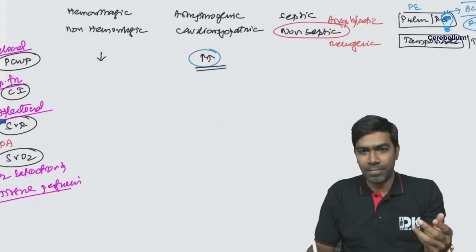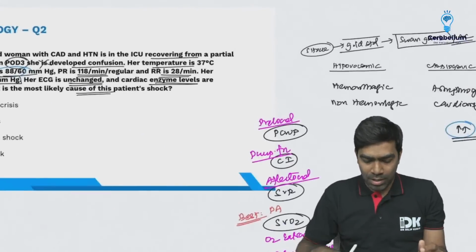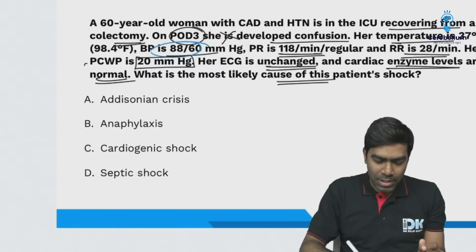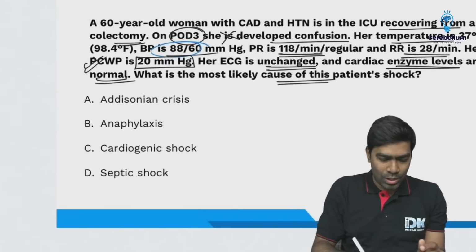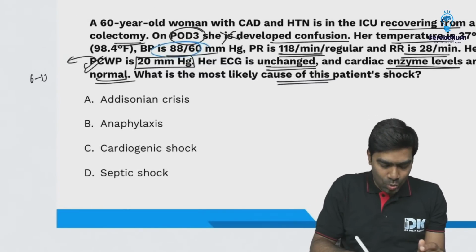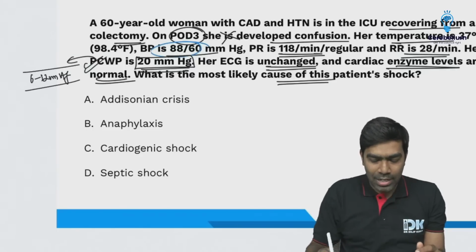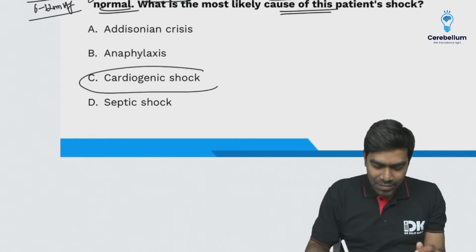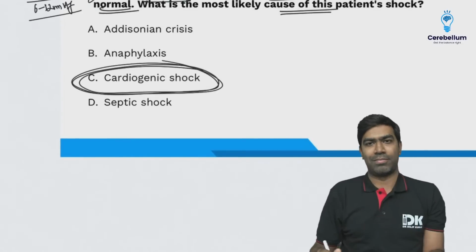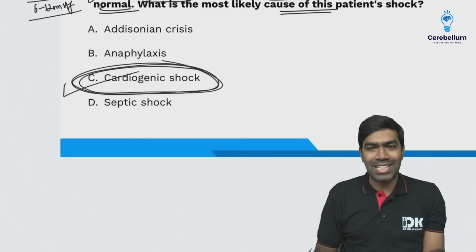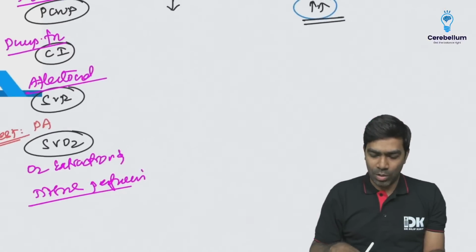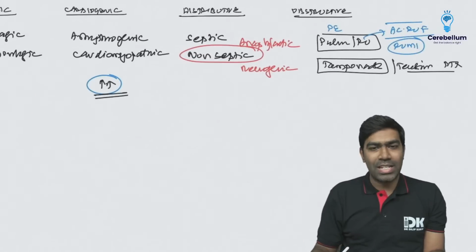Remember, our patient's PCWP is 20 millimeters of mercury. What is the normal PCWP? 6 to 12 millimeters of mercury. Anything more than 12 is increased. So PCWP is high, so clearly I can say our patient is having cardiogenic shock. That's the right answer for this question, option C, cardiogenic shock.